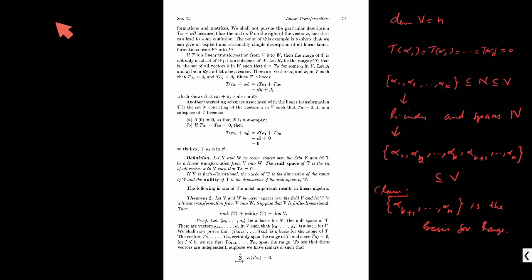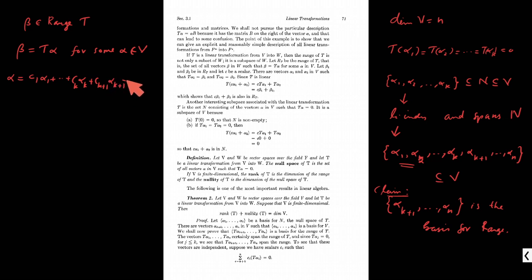In order to prove this is the basis, we first show that every element of the range can be expressed as a linear combination of these. So we choose an element beta belonging to the range of T. We can write beta as T alpha for some alpha belonging to V. Since beta is an image, it is an image of some element alpha of V, but V has the basis alpha 1, alpha 2, ..., alpha n. So alpha can be written as c1 times alpha 1 plus etc. plus ck times alpha k plus ck plus 1 times alpha k plus 1 plus etc. plus cn times alpha n.